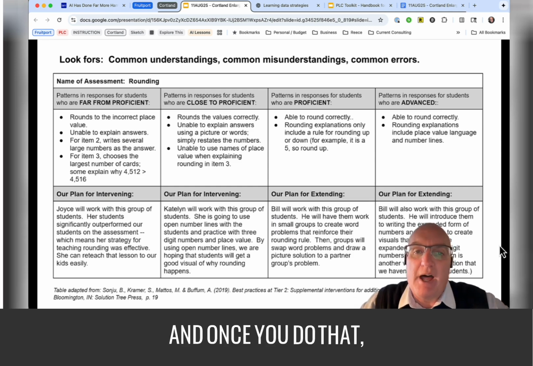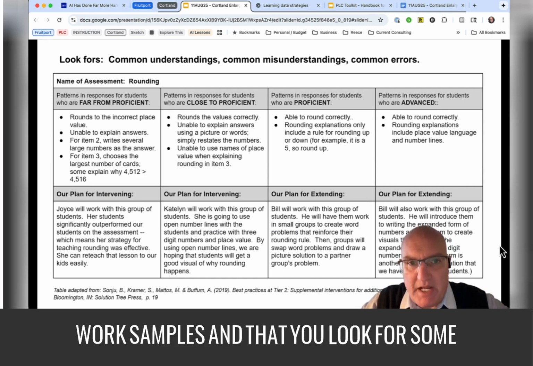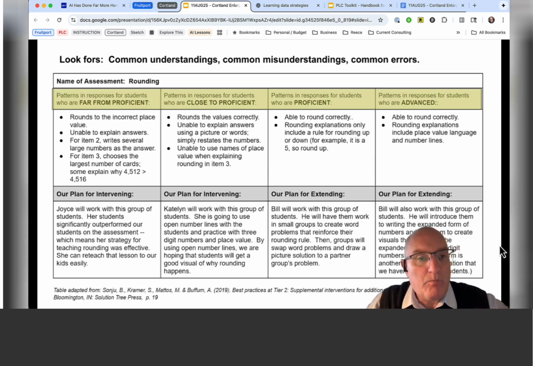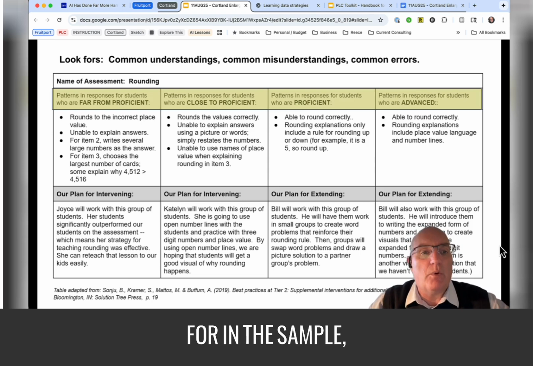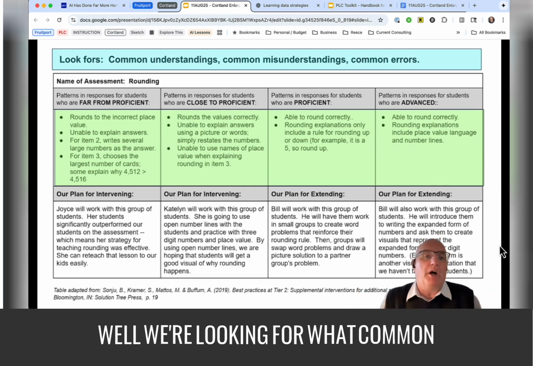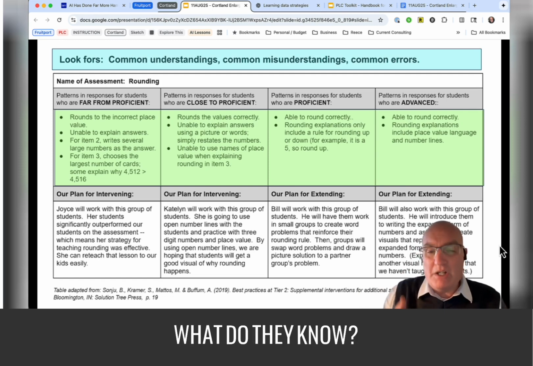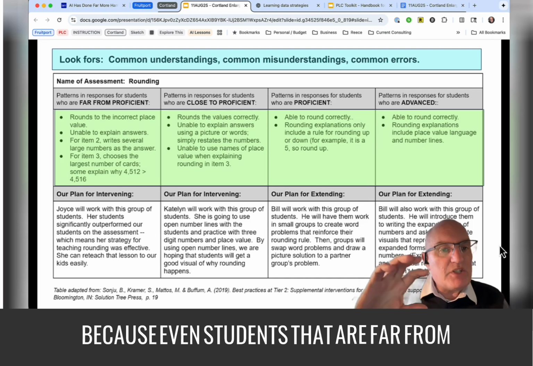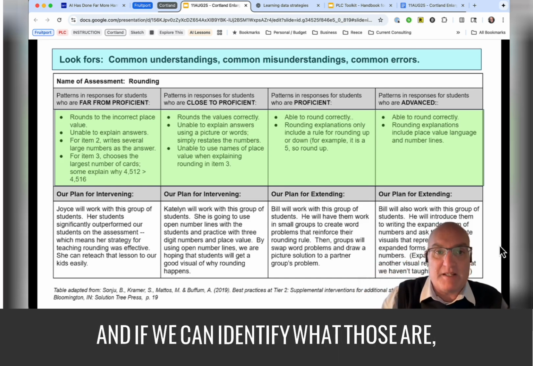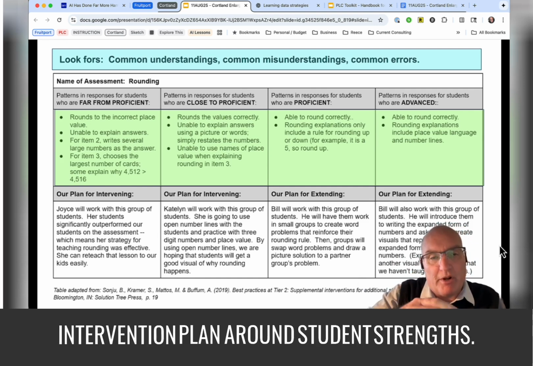And once you do that, Sarah suggests that you analyze the work samples and that you look for some very specific things. Now, what kinds of things are we looking for in the student work samples? Well, we're looking for what common understandings the students within that set of work samples have. What do they know? Because even students that are far from proficient know some things, and if we can identify what those are, it gives us an opportunity to build our intervention plan around student strengths.